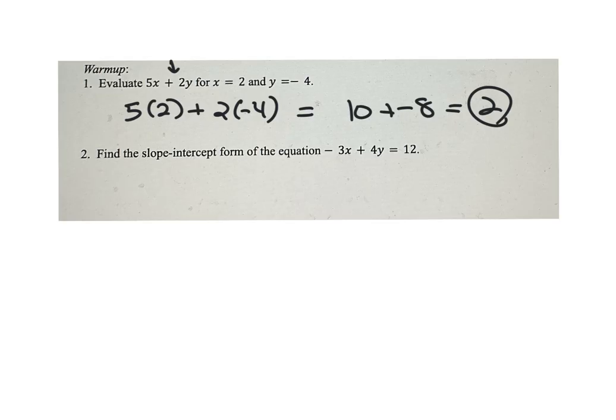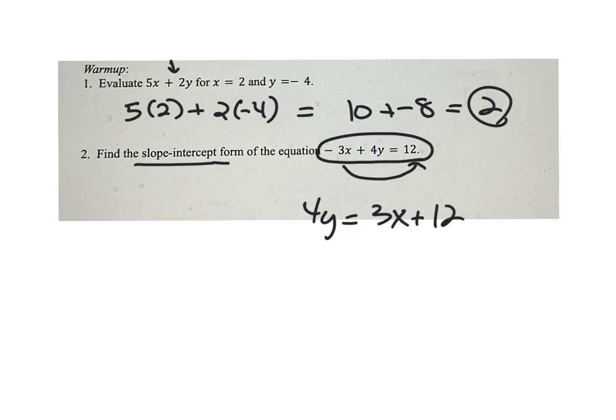The other skill you're really going to need is putting an equation in slope-intercept form. So if they give you an equation, this is called standard form of a linear equation. To get slope-intercept form, you're basically solving for y. So what I'm going to do here first is move the 3x over. That gives me 3x plus 12, or 12 plus 3x. Going to divide by 4.